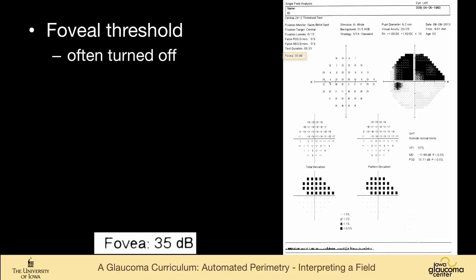As I said earlier, the fovea is the most important point in your visual field. Here it's a 35 decibel fovea, and it's often turned off. We always have it turned on because I want to know how the fovea is functioning.